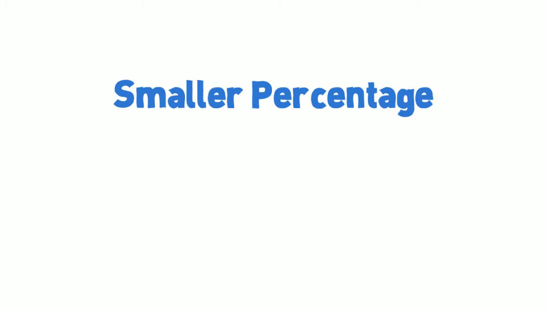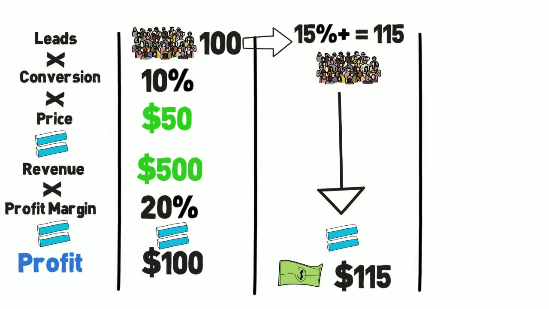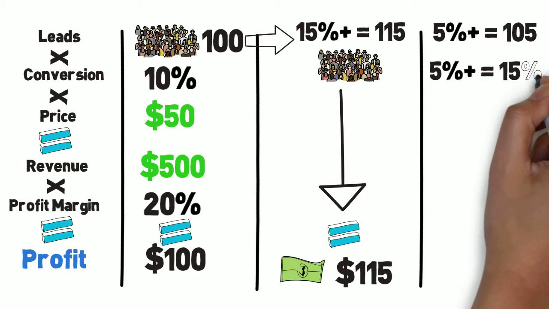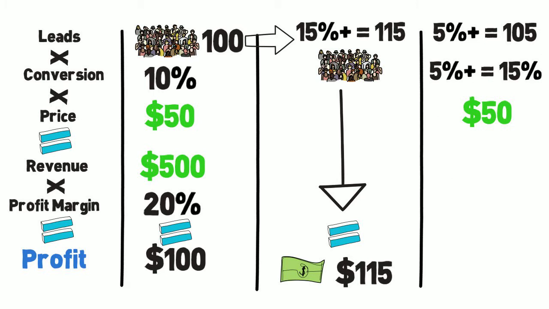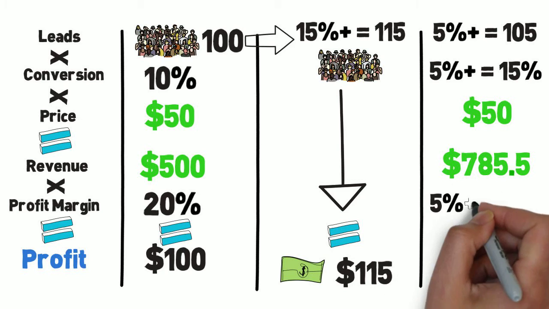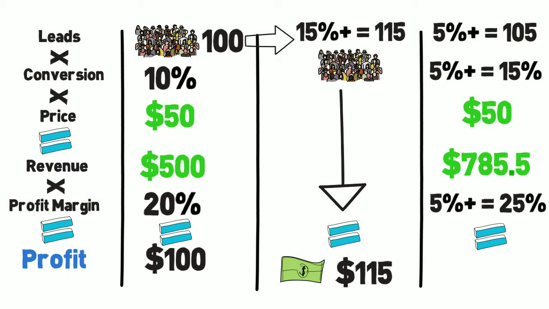I'm sure you'd all agree that improving by a smaller percentage is much easier than improving by a larger percentage. So to be fair, we'll also be increasing our formula by 15%, but in more bite-sized chunks of 5%. So 3 times 5% improvements to make up the 15% in fact. Now, here are our numbers. You can see that we've increased 3 different areas by 5%. The leads, the conversion rate, and the profit margin. And the final result?